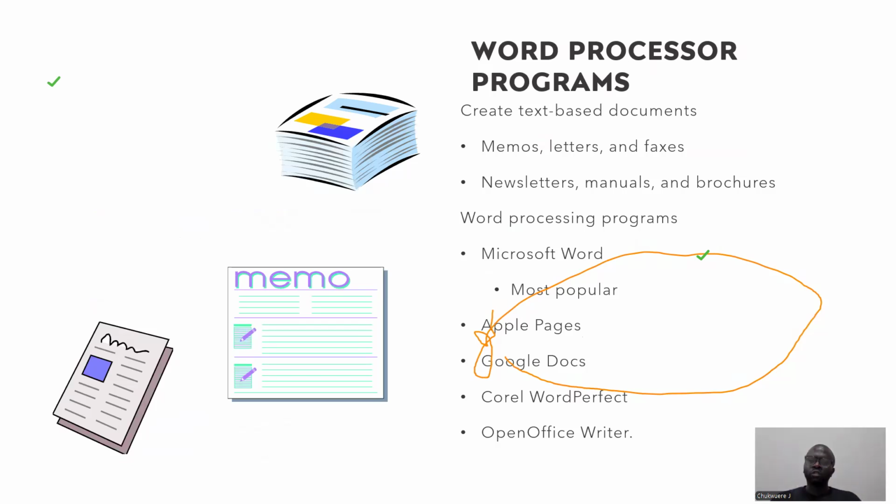Now, your Word document is used to create text-based documents. You can create your menu, your letters, your fax, newsletters, manuals, brochures, and so many other things. These are all components of what? Application software. Remember, I said application software is what you use to perform a task.